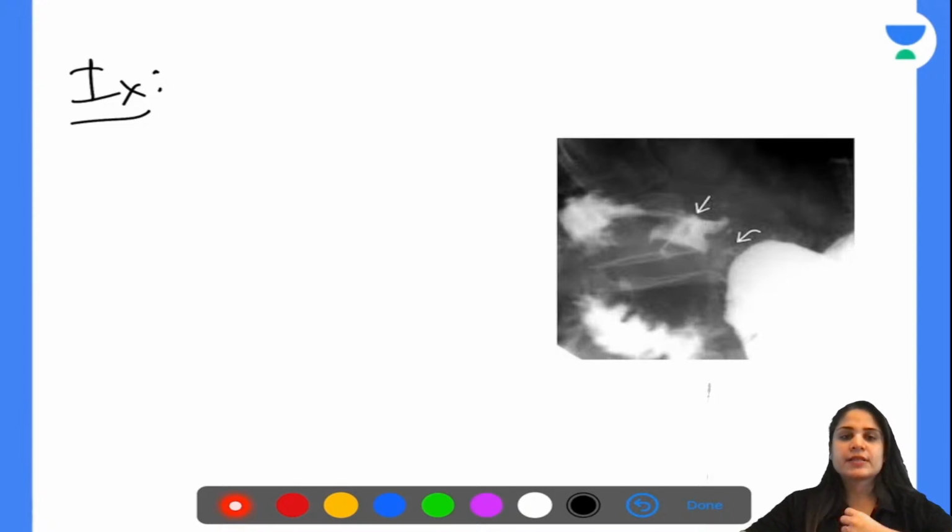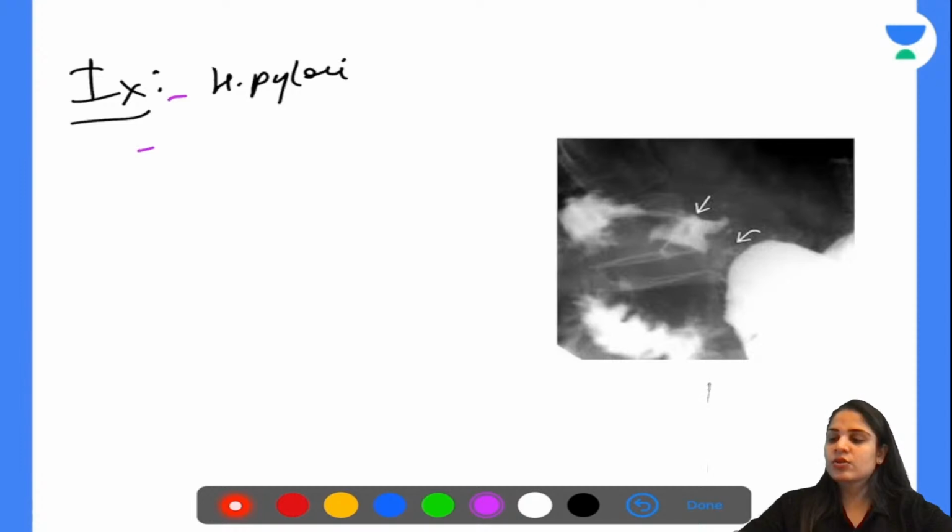So what are the investigations? First of all, remember, if you think that the ulcer is caused by H. pylori, then you will do all those investigations. You will do the rapid urease breath test, the carbon-labeled breath test, and you can do gastroscopy and biopsy.